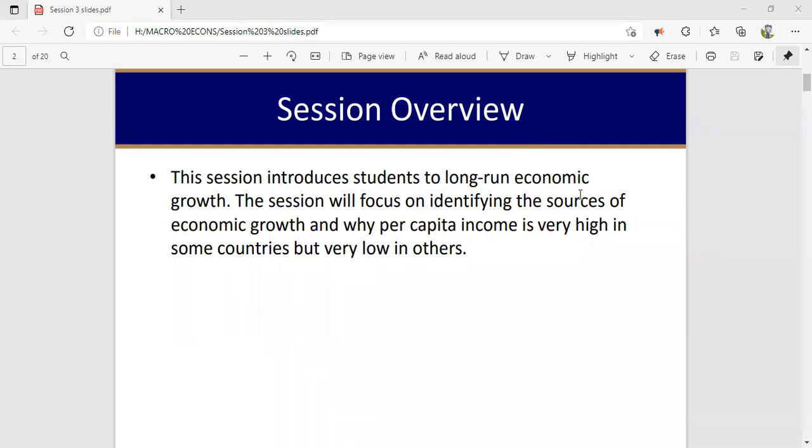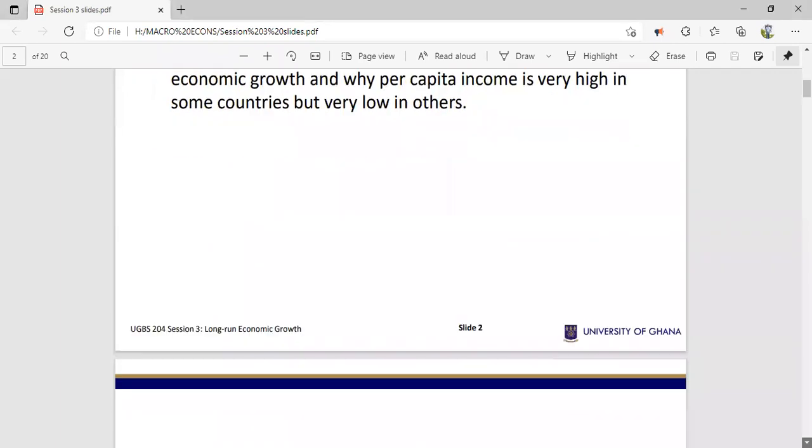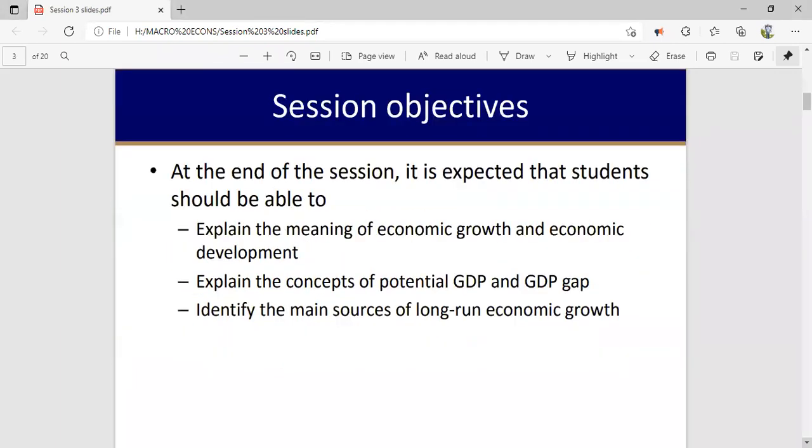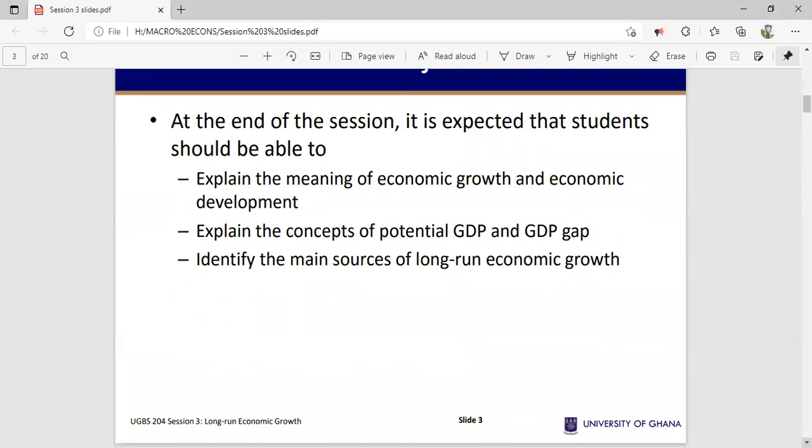Okay, so let's proceed. At the end of this lecture, we are supposed to identify the sources of economic growth and why per capita income is very high. Basically, why some countries are rich and others very poor. So we are going to explain economic growth and economic development. These words are sometimes used interchangeably, but there are some differences we can explore. Then we will talk about the concept of potential GDP and GDP gap.